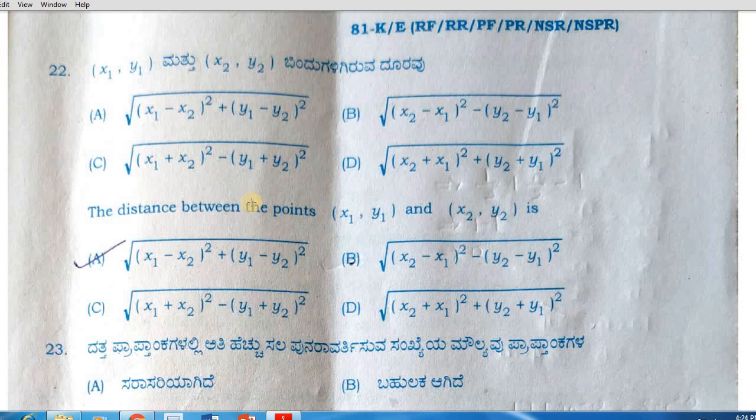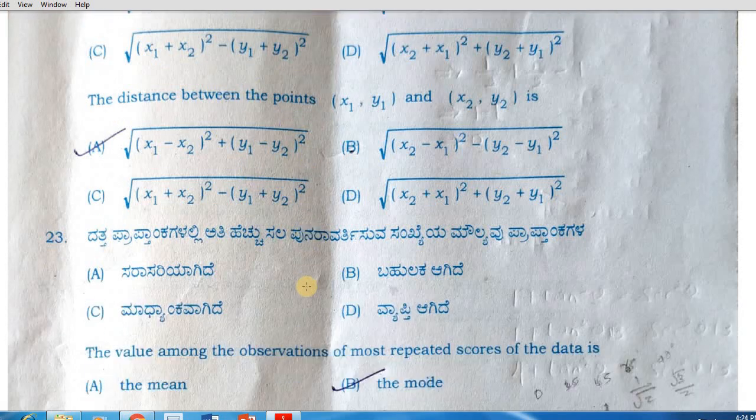Question number 22, children. So it is related to the distance formula. The distance between the points x1, y1 and x2, y2 is. So I think many children could have done it wrong.